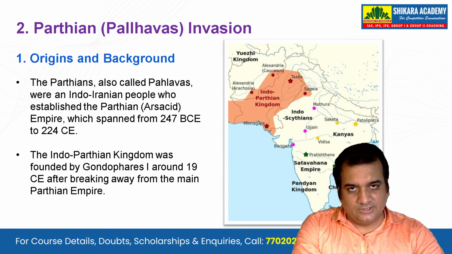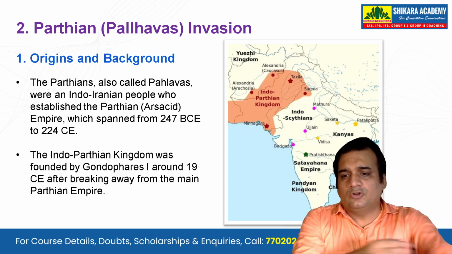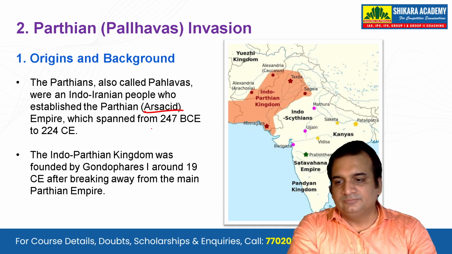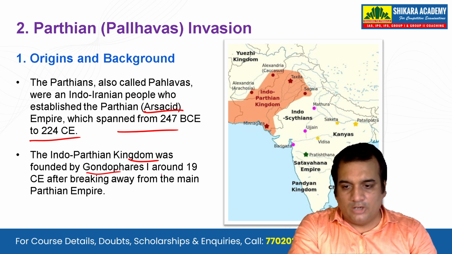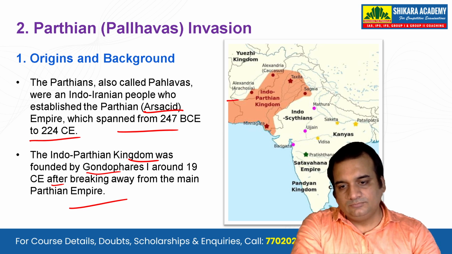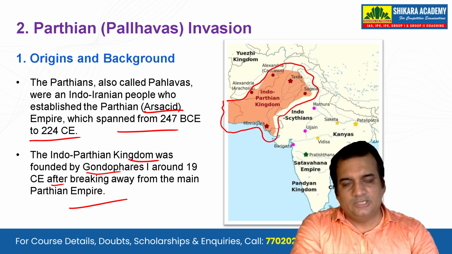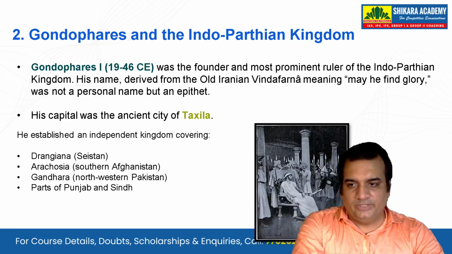And the Parthians, let's now talk about the Parthians. The Sakas have declined. The Parthians, also called the Pahlavas, were an Indo-Iranian people who established the Parthian or the Arsacid Empire, which spanned from 247 before Common Era to 224 Common Era. The Indo-Parthian kingdom was founded by Gondophares I in 19 Common Era, breaking away from the main Parthian Empire. And you see, it is only limited to the part of northwestern India. It has not come towards central or western India. So this Indo-Parthian kingdom was very visible there.